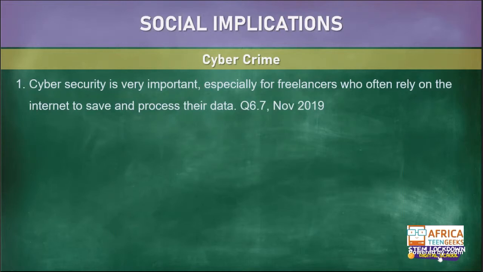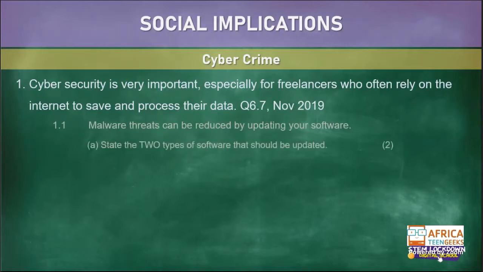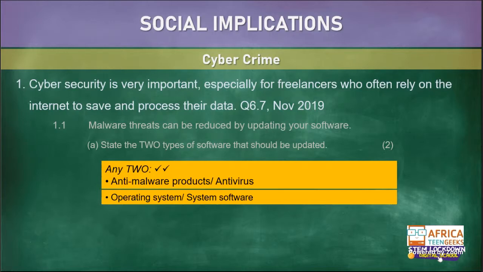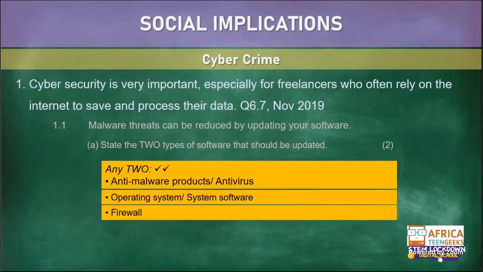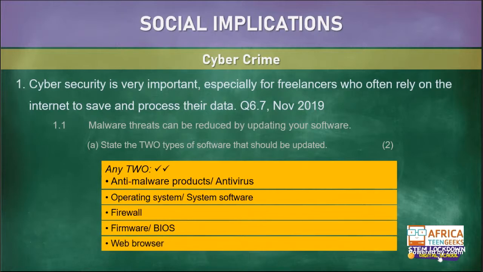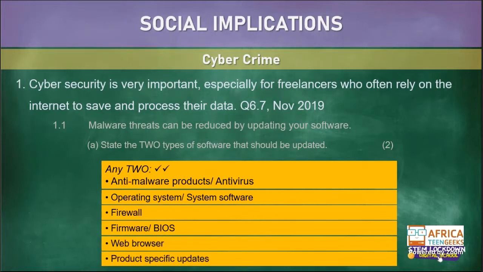Now then, this question: cybersecurity is very important, especially for freelancers who often rely on the internet to save and process their data. Malware threats can be reduced by updating your software, and then state any 2 types of software that should be updated. Number 1, anti-malware products, antiviruses, they need to be updated. Operating system needs to be updated. The firewall needs to be updated. The firmware, that is BIOS, needs to be updated. Web browser as well. And then product specific updates, it depends on the product that you are using.